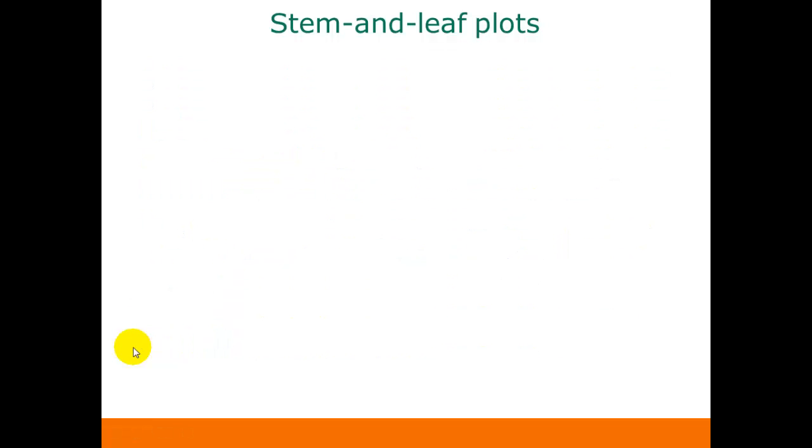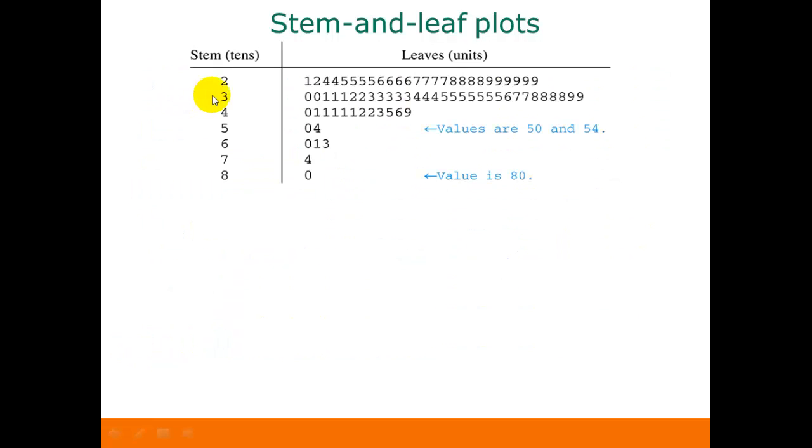So here's an example of a stem and leaf plot. Here are the stems over here, and in this case it told you that the stem represents tens and the leaves represent units. So if our stem is 5, that means that's 50 and our leaf is 0. So that data value would be 50 and this data value would be 54. The data value represented by this leaf would be 80 because the stem was 8.